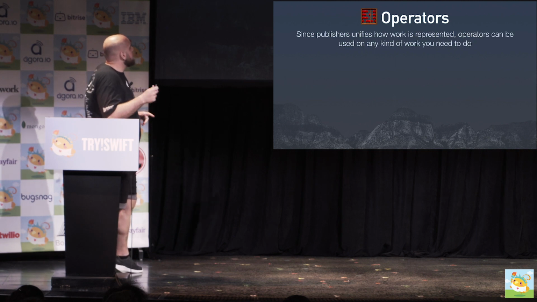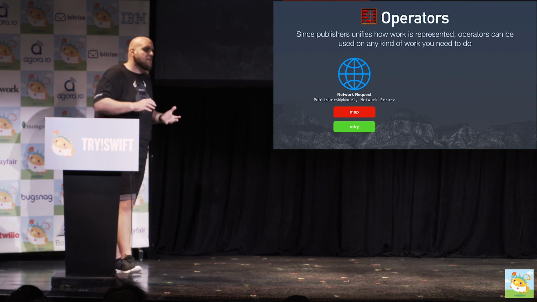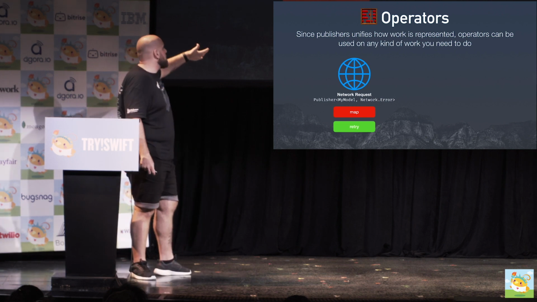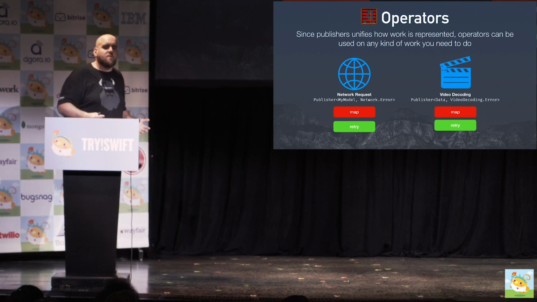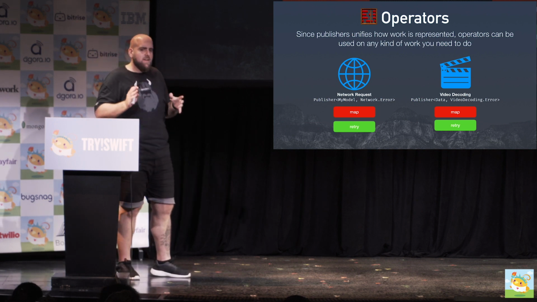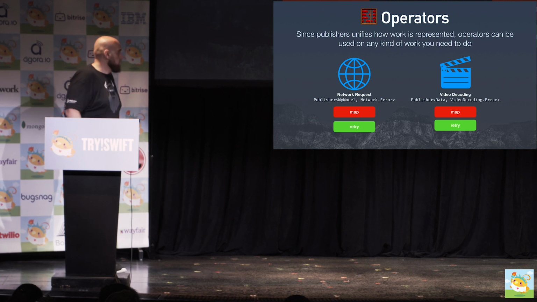Okay, so finally, a great thing about operators is that they work on any kind of work. Because Publisher is a single interface, I can use map and retry on a network request, which is standard, but I can also take a video decoding session and wrap it inside the publisher. And now this map and retry, that exact same language works on any kind of work I have in my system, which is super, super powerful.